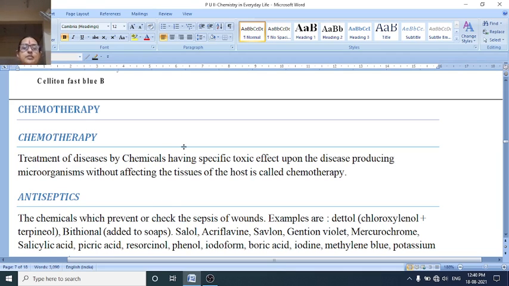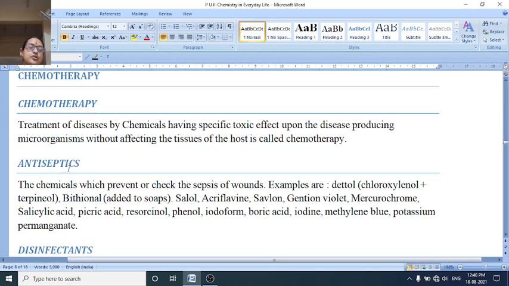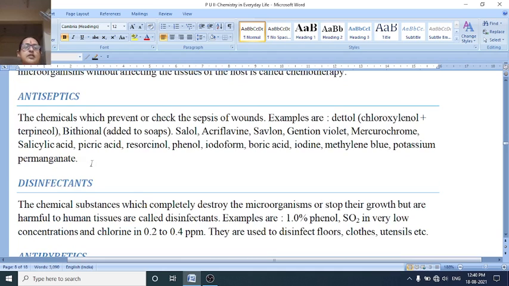Next, we are going to move on to chemotherapy. What is this chemotherapy? It is nothing but the treatment of diseases by chemicals having specific toxic effect upon the disease producing microorganisms without affecting the tissues of the host, which is called chemotherapy. Next, in this we are going to study antiseptics. These are the chemicals which prevent or check the growth of microbes in wounds. For example, Dettol consists of chloroxylenol and terpineol.